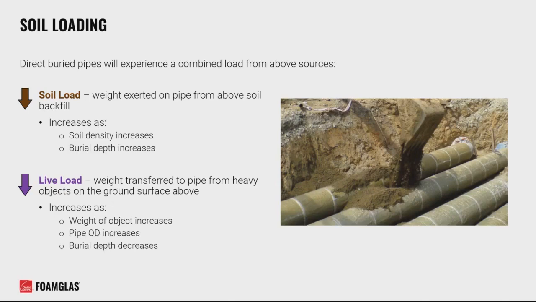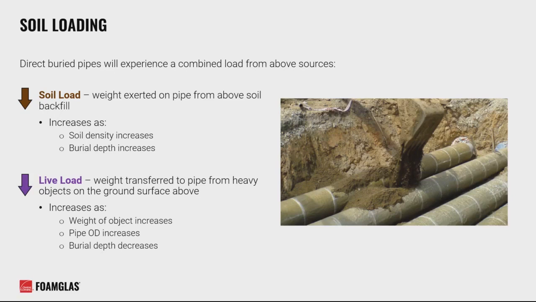Soil load refers to the direct weight exerted on a pipe from the above soil backfill. This will increase as soil density does, as well as with burial depth. Conversely, live load refers to the weight transferred to the pipe from heavy or moving objects from the above ground surface. This could be in the form of a stagnant load, such as a building, or dynamic load, such as vehicles on a roadway. This live load will increase as the weight and movement of the object increases.